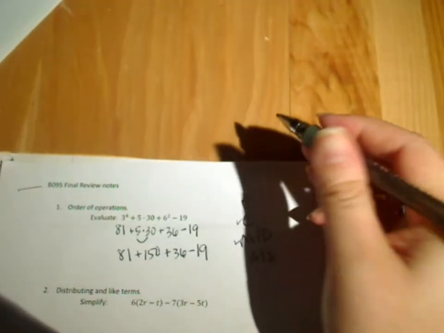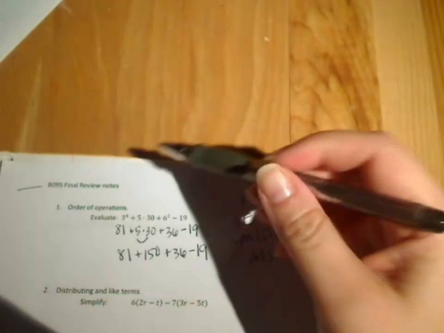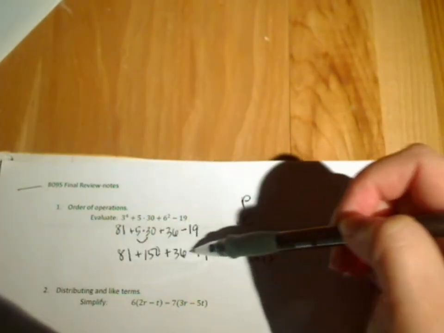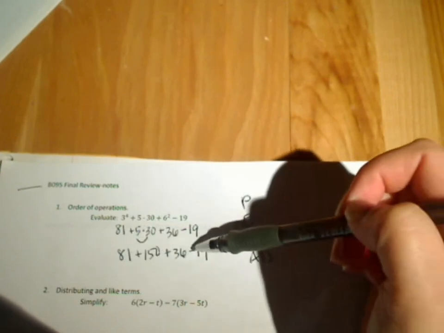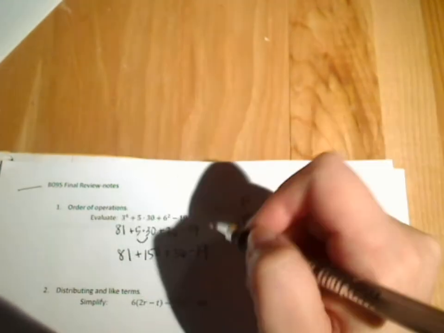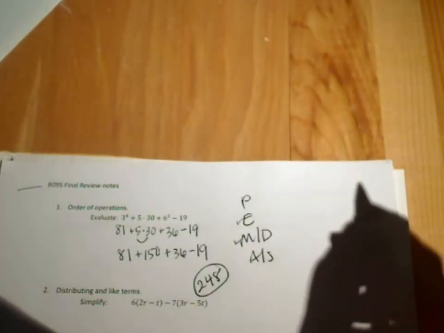And since I'm done with that, the last thing that I have to do is add and subtract from left to right. So all I have left is adding and subtracting, so I would just do 81 plus 150 plus 36 minus 19 equals, and that should give you 248.